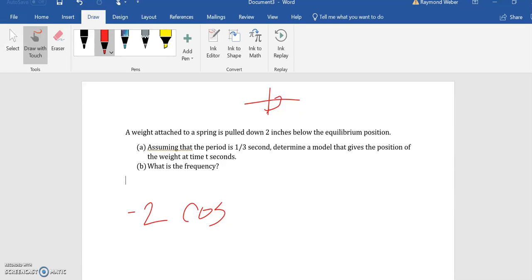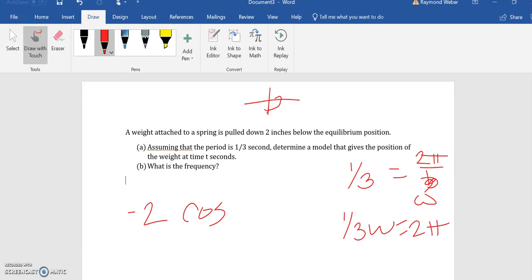Then we need to figure out what we're going to put here. What's omega? What's that funny looking w? Well, we know that the period is 1/3, okay? And our period is 2 pi over b. So we're just solving for b, or the omega, okay? So then I get 1/3 omega equals 2 pi, times both sides by 3. Omega is 6 pi. So then this is 6 pi t.